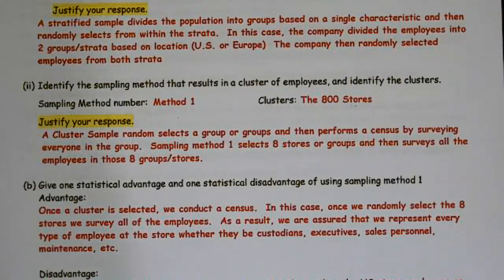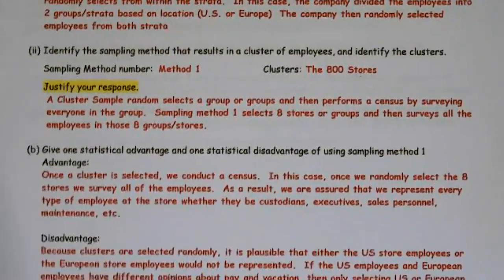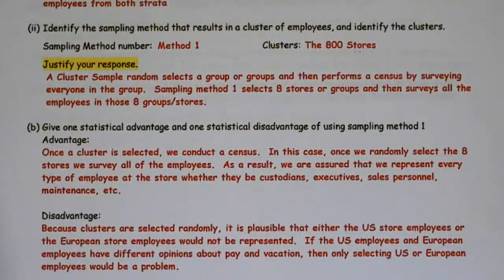Give one statistical advantage and one statistical disadvantage of using sampling method 1. Once a cluster is selected, because we're using sampling method 1 and we've already said it's a cluster sample, we conduct a census. In this case, once we randomly select the 8 stores, we will survey all employees. As a result, as a statistical advantage, we are assured that we represent every type of employee at the store, whether they may be custodians, executives, sales personnel, etc. So that's the statistical advantage. We're going to make sure that we have every type of employee.